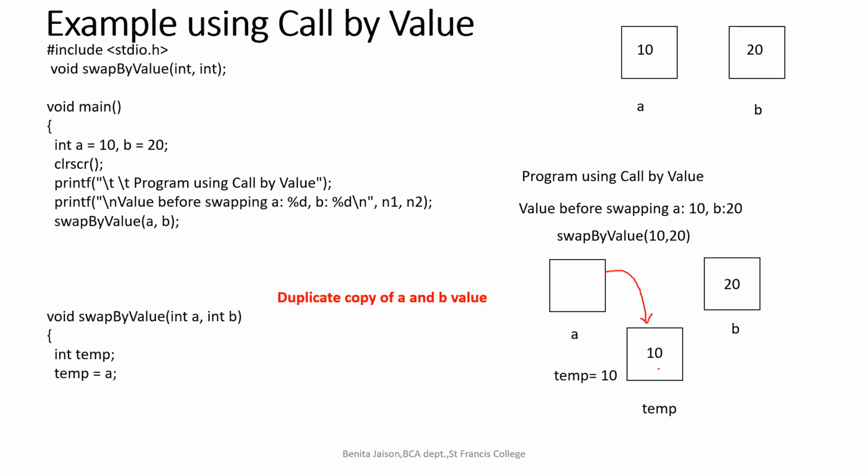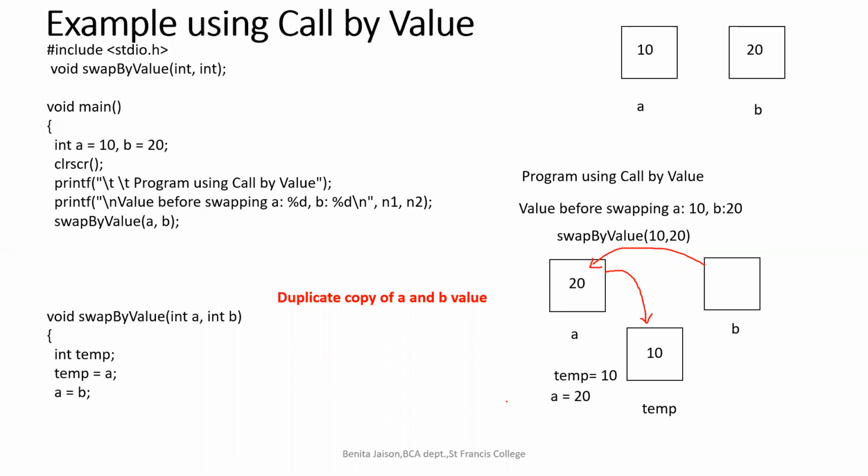Now in the next step, what will I do? Whatever you do, you can convert into a program. Into temp, we are copying the value of A. So temp equal to A. What is the next step? A equal to B. Whatever value was there in B, I'm copying it to A, right? So now A equal to B.